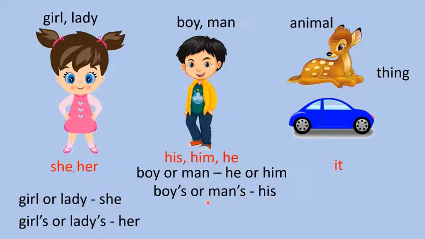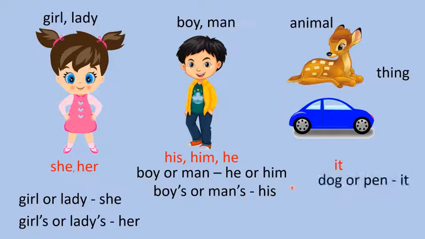For example, the boy's shoes are red. So we say his shoes are red. Or the man's hat is big. We say his hat is big. You cannot say he hat is big, but you have to use the pronoun his when there are apostrophes like this for a masculine gender.